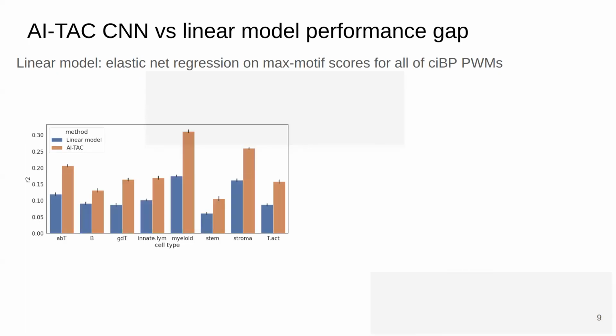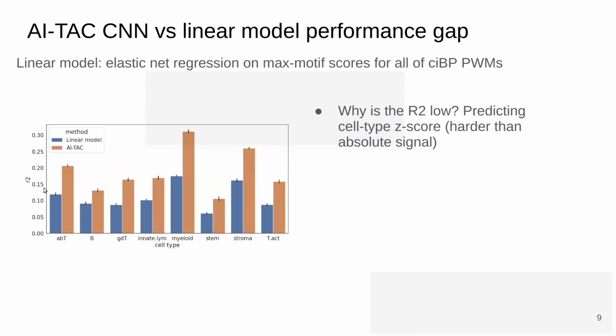And so this depicts a performance gap. This is done exactly the same way for both methods, with exactly the same cross-validation splits. So there's quite a bit of a performance gap. What's being depicted here is the R squared, so variance explained. You might ask, this seems a little low, especially for our neural network-based method. The reason it's low is that we're actually predicting the cell type Z score and not the absolute signal, and this is actually just a much harder problem.